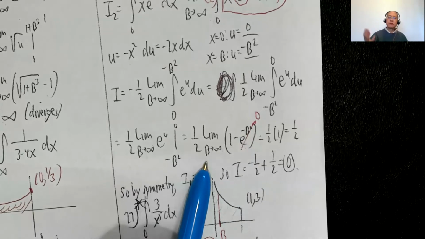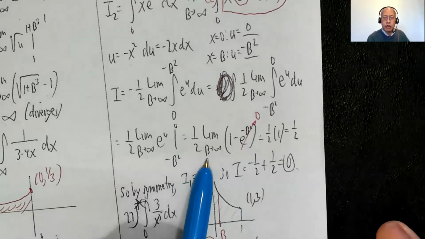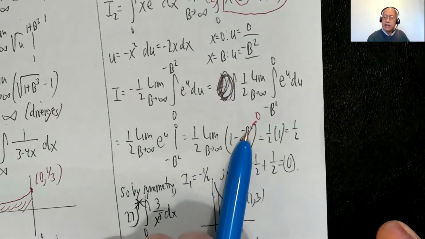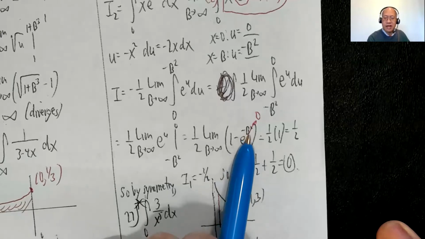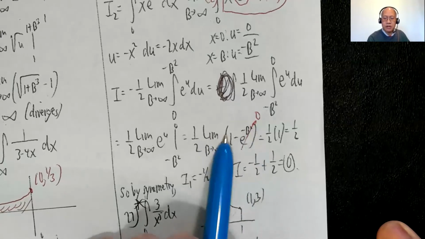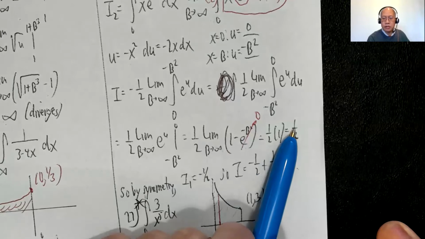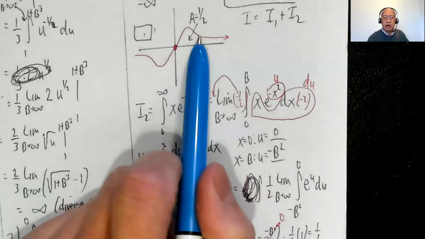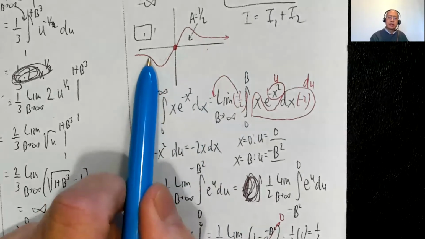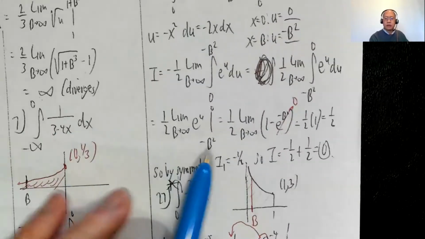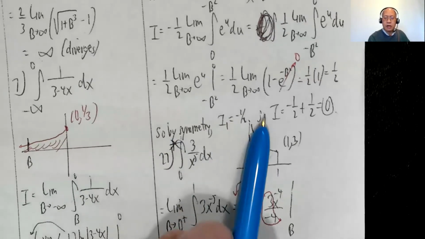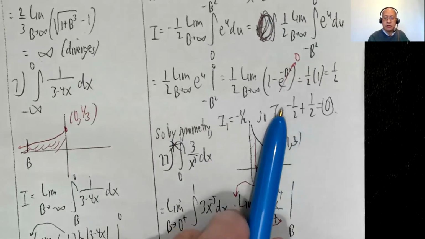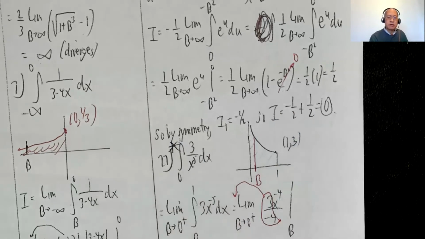And now what happens when b gets really, really big? Plug in a million, a billion, a trillion. e to the negative trillion squared is approximately 0. So you have 1/2 times 1, which is 1/2. So the answer is 1/2. This is a finite area, 1/2. And then by symmetry, this is negative 1/2. So by symmetry, I1 is negative 1/2. So I is I1 plus I2, negative 1/2 plus 1/2 is equal to 0.